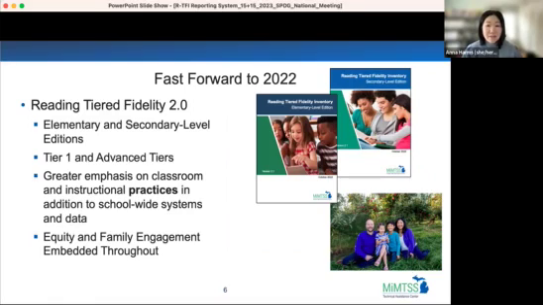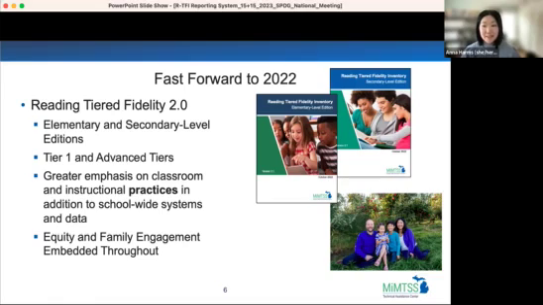And so now we're in a space where we have a fidelity assessment tool for the reading components of MTSS that hit on elementary level data, systems, and practices, as well as secondary level data, systems, and practices in different editions. Both editions address both tier 1 and advanced tiers, which is also a change between 1.0 and 2.0.